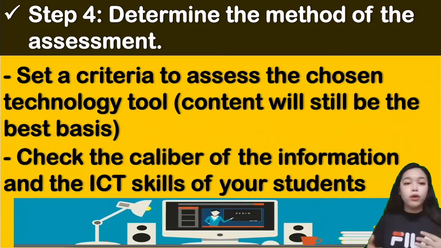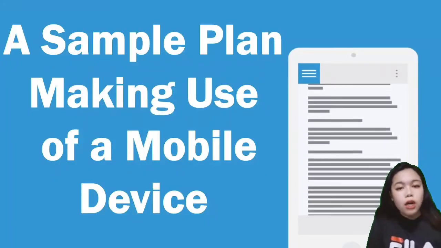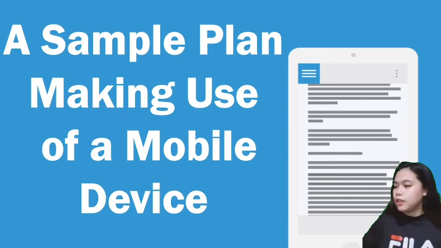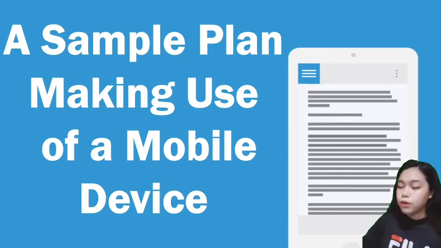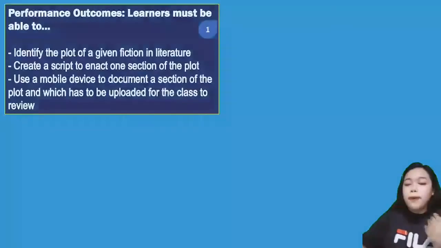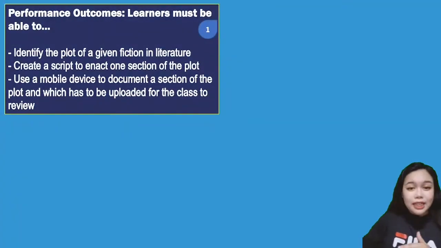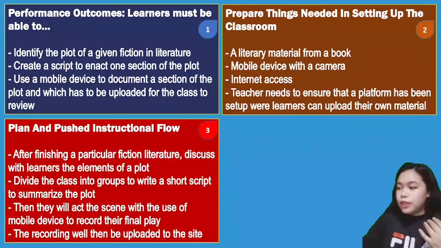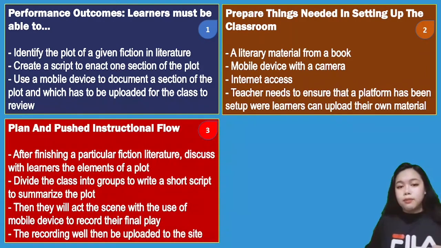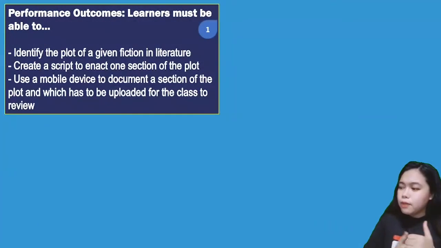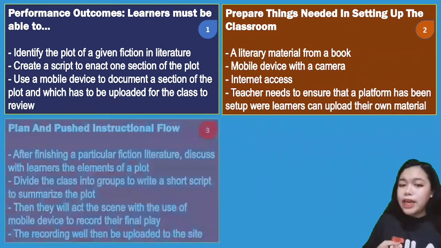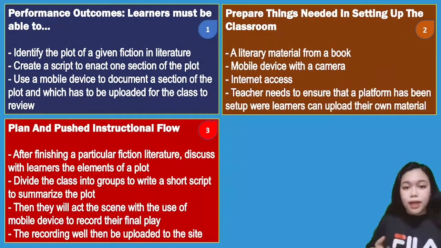So at this very moment, I'm going to show you a sample plan that makes use of a mobile device. So it is an integration of technology and the lesson. So here is the output. We have here part 1, part 2, part 3, part 4. In part 1, this color blue, if you notice, is the objectives. Those are the learning outcomes, the expectations a teacher should see after the lesson. First, students should be able to identify the plot, then create a script, and then use a mobile device. They should know how to use a mobile device.